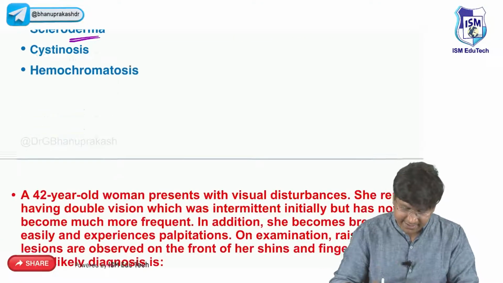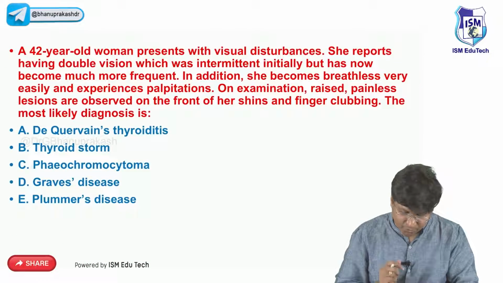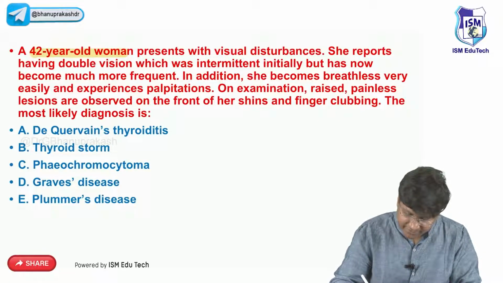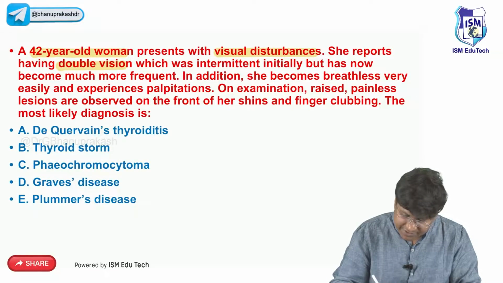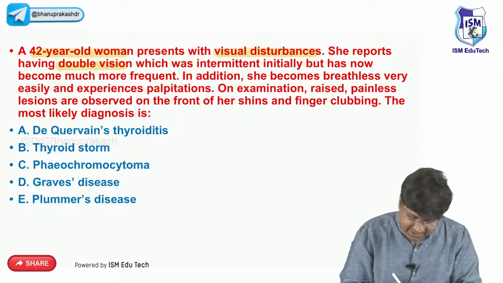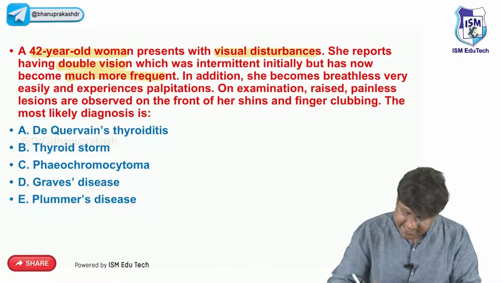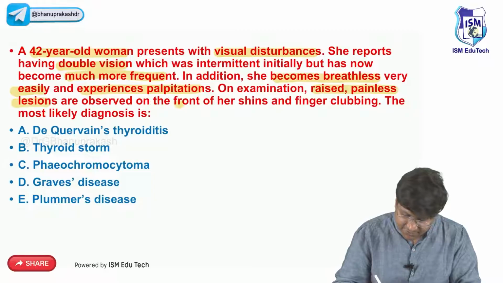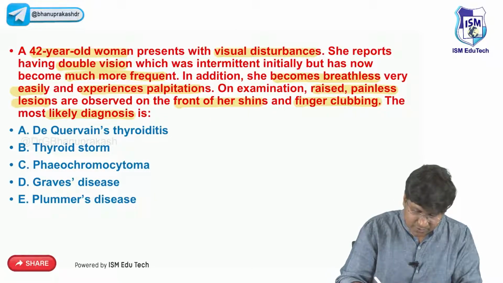Okay, right. Then, after having discussed hypothyroidism, you see another scenario. A 42-year-old woman presents with visual disturbances. She reports double vision, which was intermittent initially but has now become much more frequent. In addition, she becomes breathless very easily and experiences palpitations. On examination, raised painless lesions are observed on the front of her shin and there is finger clubbing. What do you think is the most likely diagnosis in this patient?